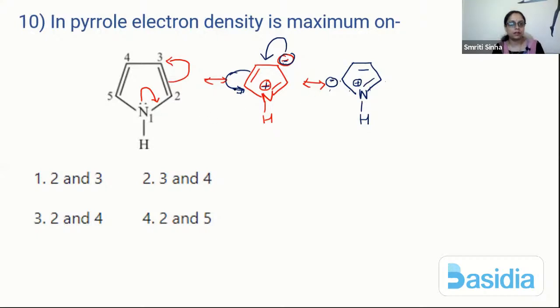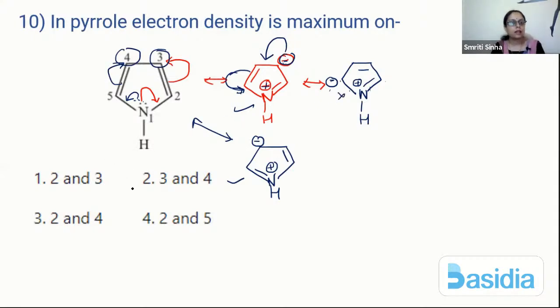Now, if you move this resonating structure properly, you can even resonate it in the opposite side, so you will get one more stable structure like this. So there are two possible stable structures, that is, the negative charge at 3 and the negative charge at 4. This one will be the least stable. So the more stable ones are 3 and 4, and therefore your correct answer here is option 2.